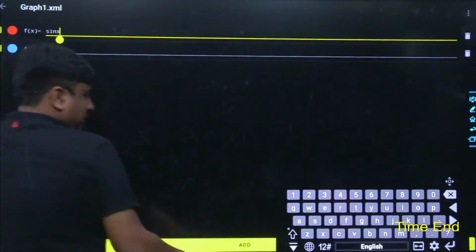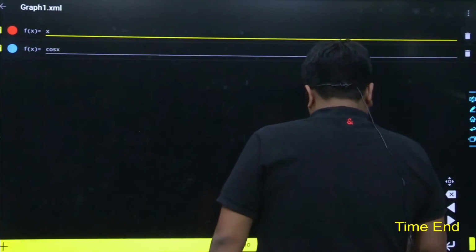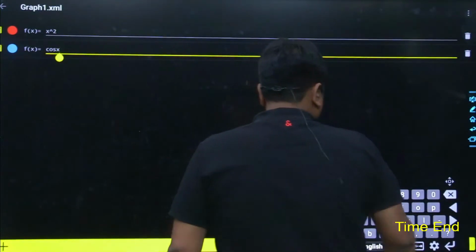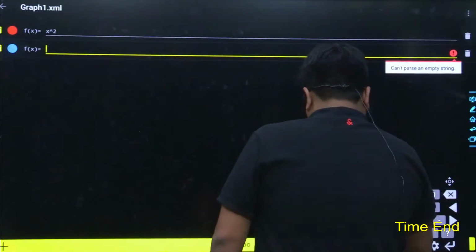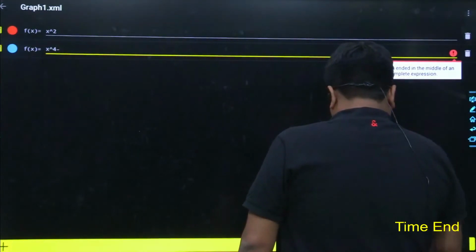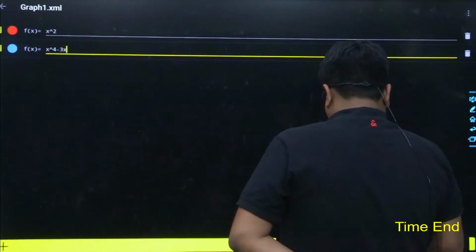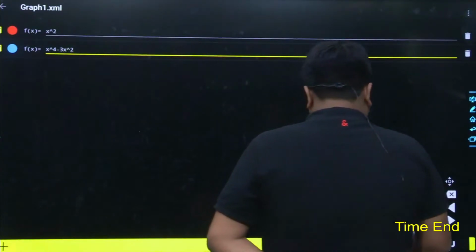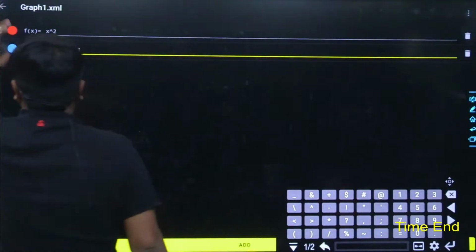X square, definitely, is going to be an upward facing parabola, and yes, it would be smooth everywhere. If you take a polynomial with a higher degree, let's take degree 4. So deliberately I have taken x to the power of 4 minus 3 x square plus 3. Let me see how they look.